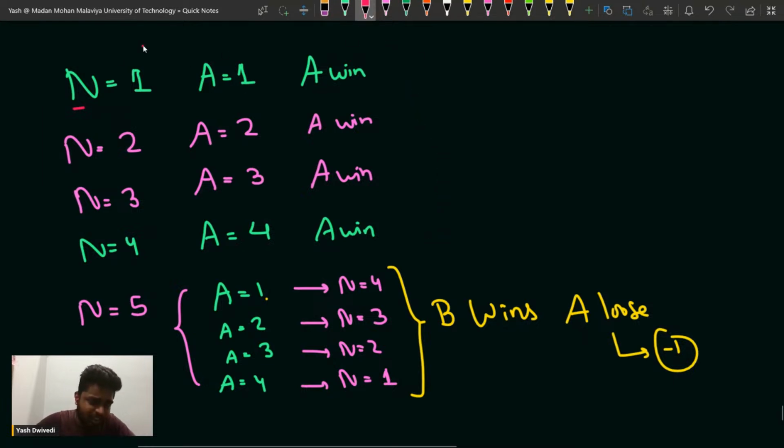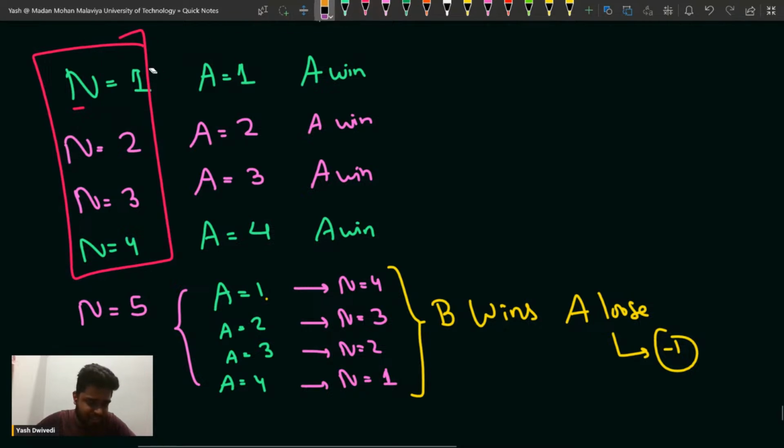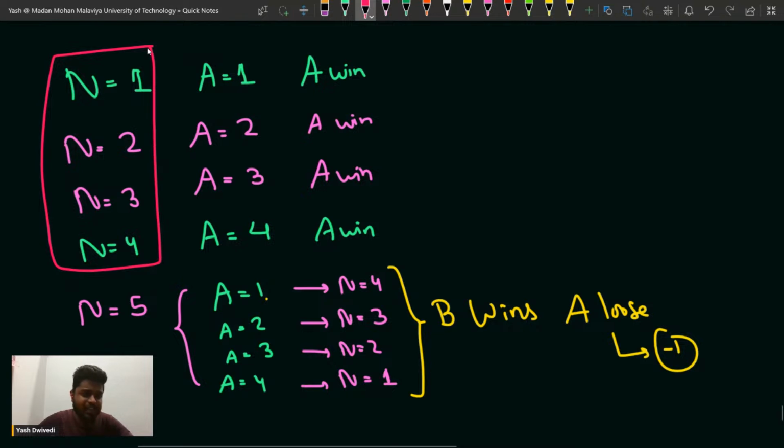If B got this number of matchsticks and B started, then B would have won. So this is always a winning state. Whichever player gets this is always going to win. If you are in a university and you get the support of a professor, then you are always going to pass. Similarly, n is equal to 1, 2, 3 and 4 are winning states. Anybody who gets these is going to win.